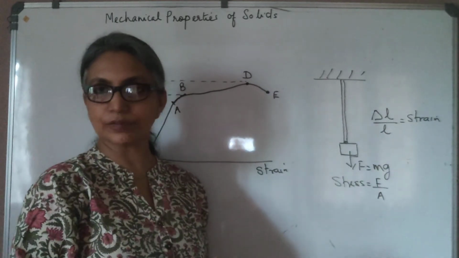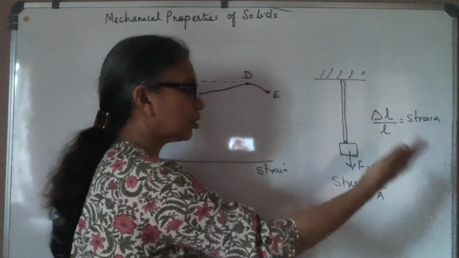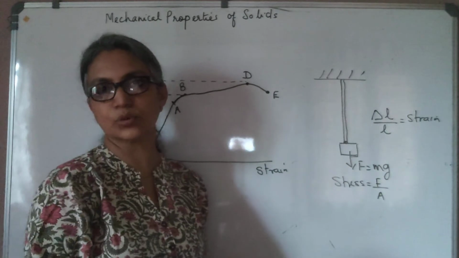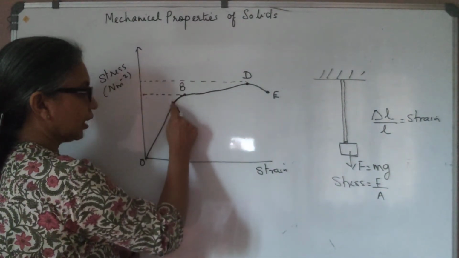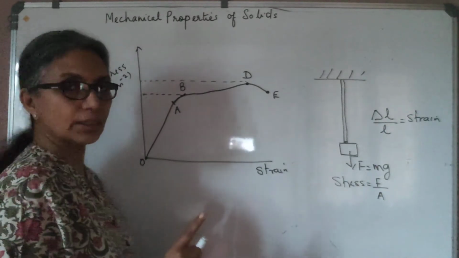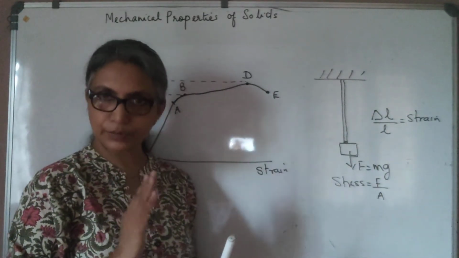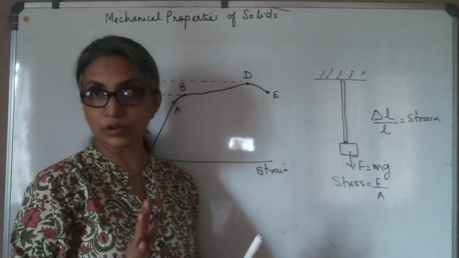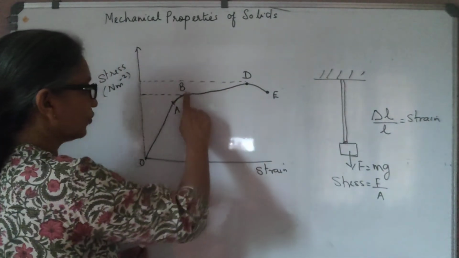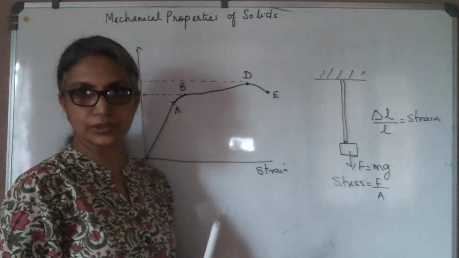Let's say there is an increase of delta L, but the moment you unload it completely, it will go back to its original length L. So from A to B, the body is still in the elastic region, which means if you completely unload it, it will go back to its original length. It is not obeying Hooke's law because it's curving. That means stress is not proportional to strain.